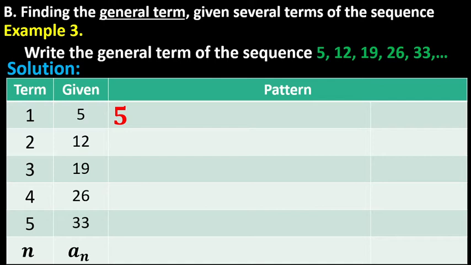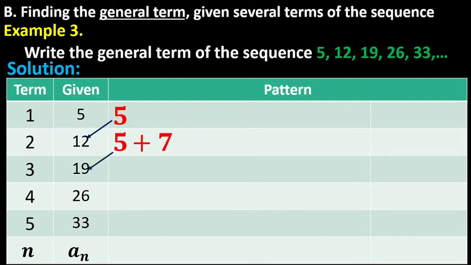Say, the first term is 5. Sunod. Now, isip ka ng paraan. Anong gagawin mo sa 5 para makuha mo yung 12 as the second term? Are you going to add, subtract, multiply, divide? Yes, you have to add. Anong i-add mo sa 5 para makuha mo yung 12? If you have 5 as your first term, anong i-add mo? 7. So, 5 plus 7, that is 12.